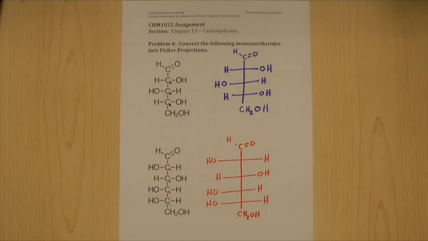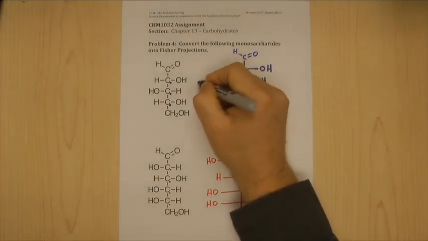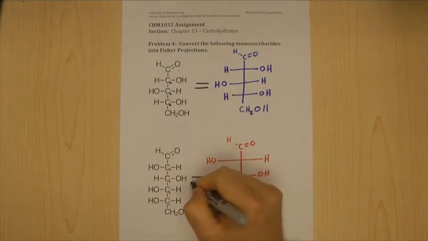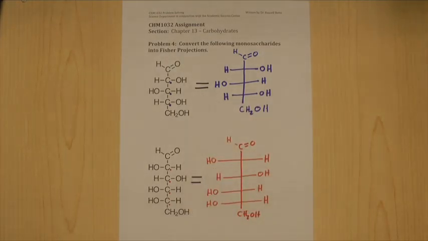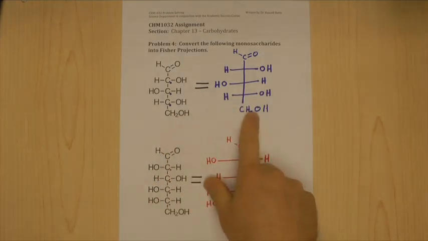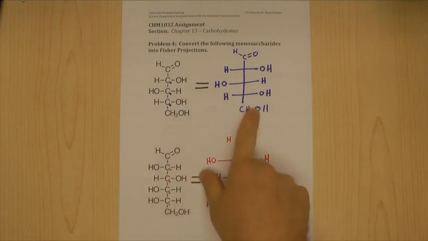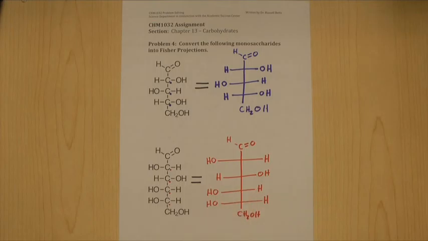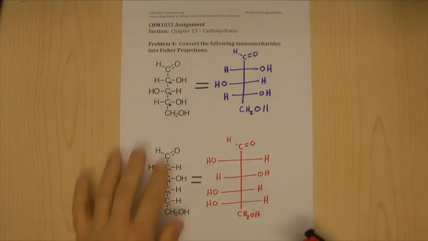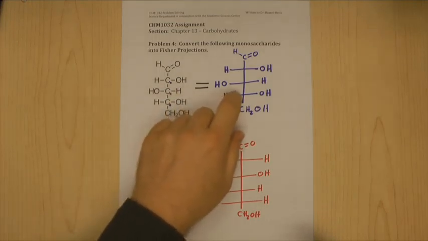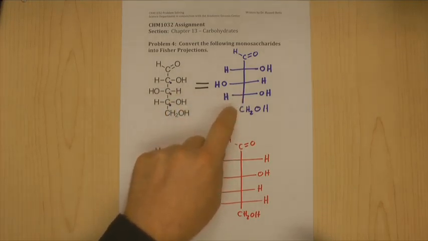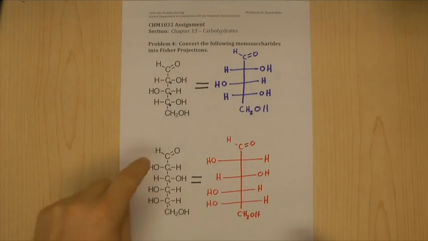So, really, what I could do, and I'm going to do it right now, is draw equals signs like that. This drawing equals that drawing. This drawing is the same as that one. They mean the same thing. This is a standard drawing. This is a Fischer projection. This is a Fischer projection. This is a standard drawing. And that's how you do it, guys.